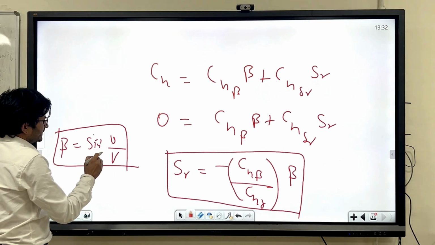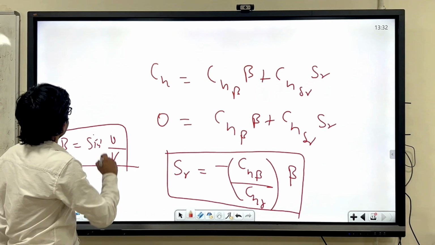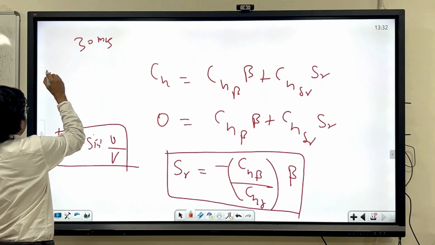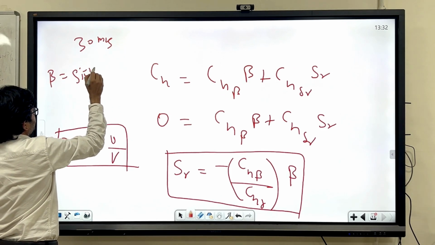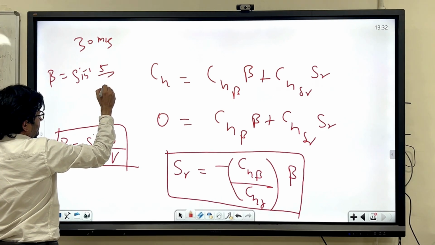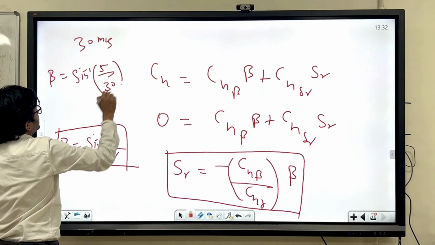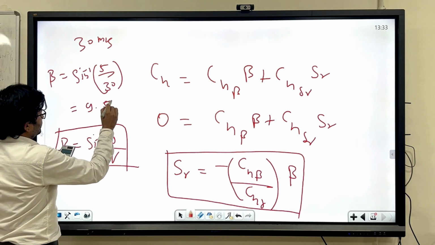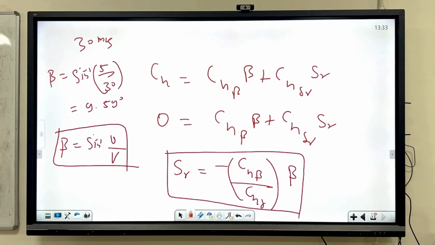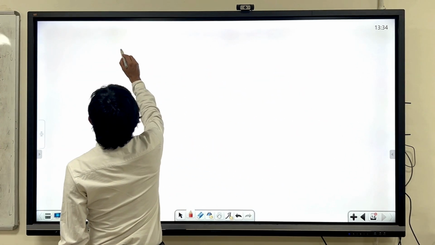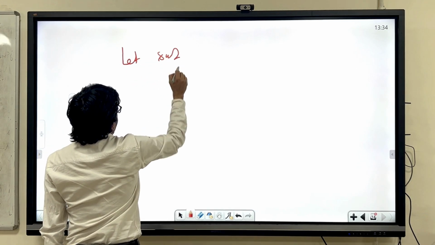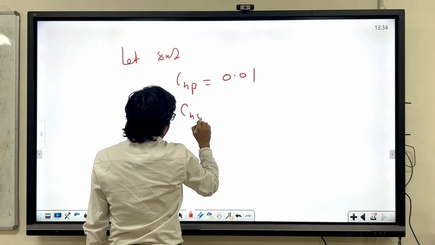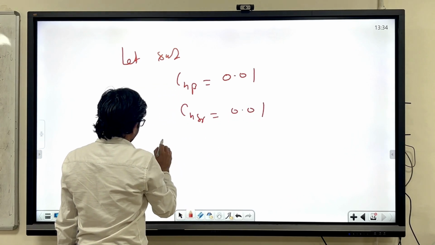So let's say your aircraft has velocity 30 meters per second and a crosswind of 5 is coming. Can you tell me what the angle is? Sin inverse 5 divided by 30. Can you tell me the answer? What is beta coming out to? 9.59 degrees, right? Your beta is coming out to that. Let's say Cn beta is 0.01 and Cn delta r is also 0.01. So what will be the delta r?